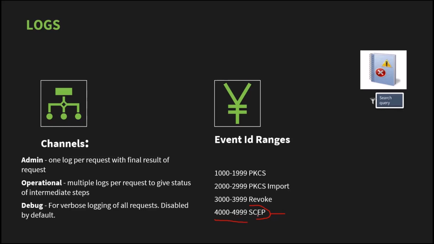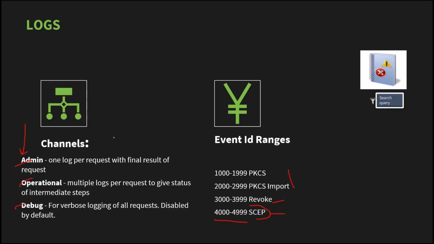If we are revoking any certificate, that has a range of 3,000 to 3,999, and these two are for PKCS. Now, when we are looking at the logs in the connector, there are admin, operational, and debug logs. The admin log does not contain a lot of information.